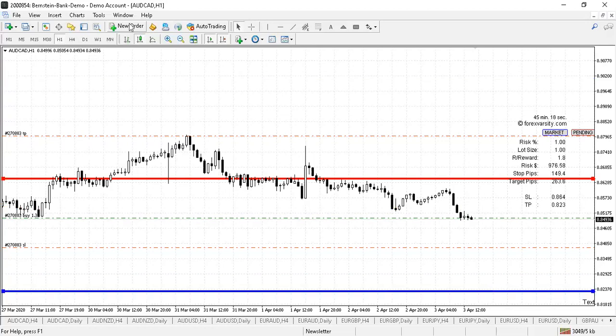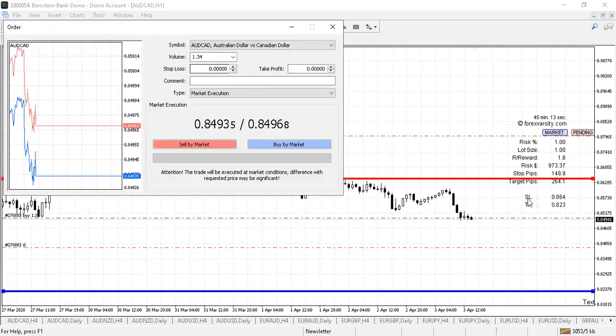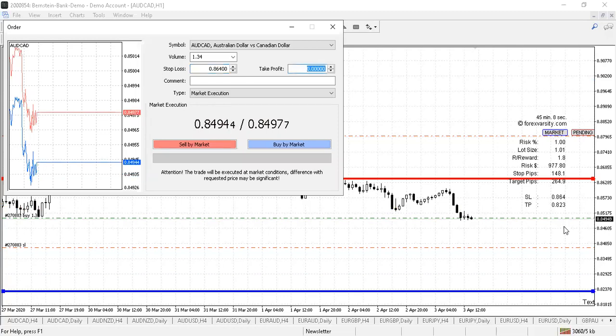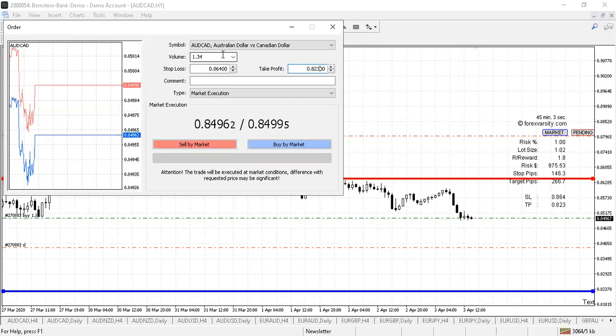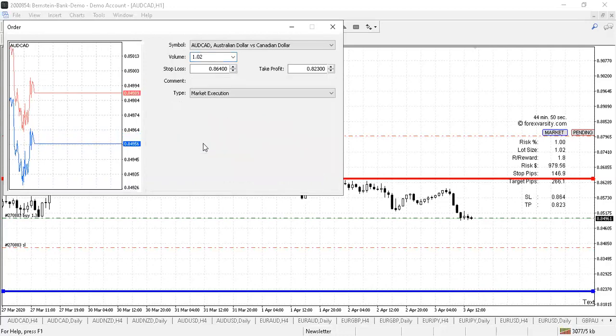You go to your new order, you just put in the stop loss value, you just copy it from here, 0.864, highlight the take profit, 0.823. You have a look at the lot size, which on this example is 1.02. You choose, on this example now, the blue line is below, so that's an example of a sell trade. So then I click on sell by market, and that enters my trade.